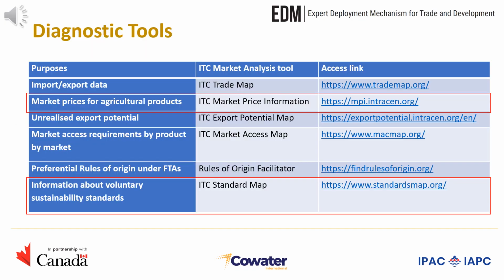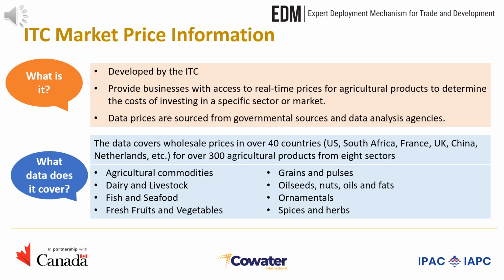Following the previous session, which looks at the 4 tools, in this session, we will be looking at the ITC Market Price Information Tool and the ITC Standard Map. The ITC Market Price Information Tool provides businesses with access to real-time prices for agricultural products. By having access to real-time prices, businesses can determine the costs of investing in a specific sector or market.